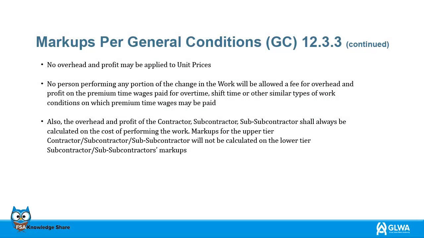No overhead and profit may be applied to unit prices. No person performing any portion of the change in the work will be allowed a fee for overhead and profit on the premium time wages paid for overtime, shift time, or other similar types of work conditions on which premium time wages may be paid. Also, the overhead and profit of the contractor, subcontractor, sub-subcontractor shall always be calculated on the cost of performing the work. Markups for the upper tier contractor will not be calculated on the lower tier subcontractor's markups.